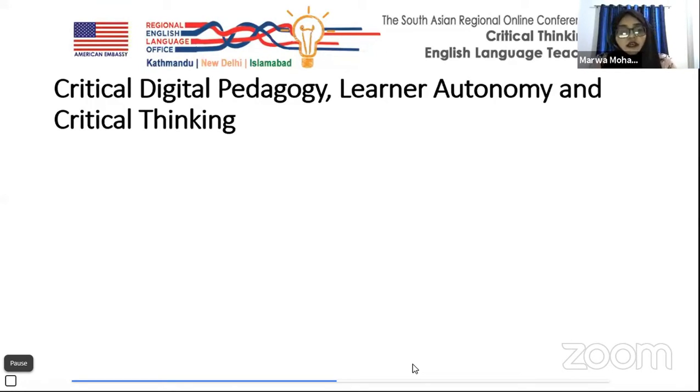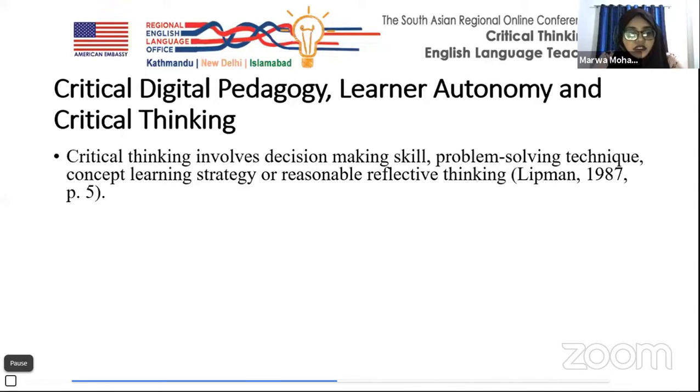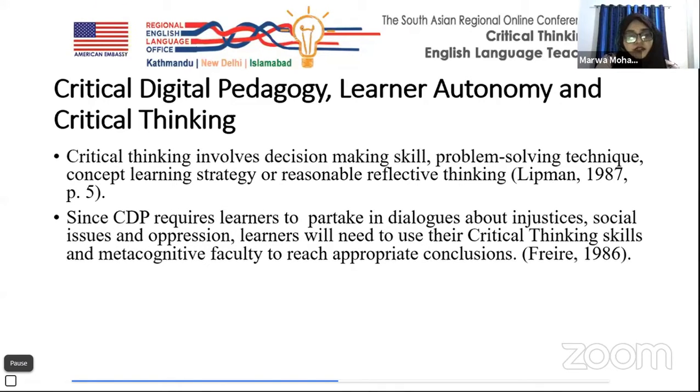So there is a very deep connection among critical digital pedagogy, learner autonomy, and critical thinking. As we all know, critical thinking is a matter of making decisions and solving problems, or learning concepts, the strategies of learning concepts, and of course reflective thinking. Now, critical digital pedagogy requires students to engage in discussions about injustices, social issues, oppression. And for engaging in a discussion on all of these topics, students need to use their critical thinking faculty. Not only that, they have to use their metacognitive faculty as well to reach appropriate conclusions. So to implement CDP in our classroom, we need our students to use their critical thinking faculty. It can't be done without that.